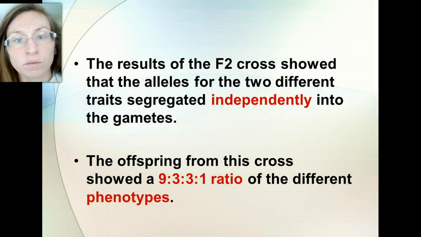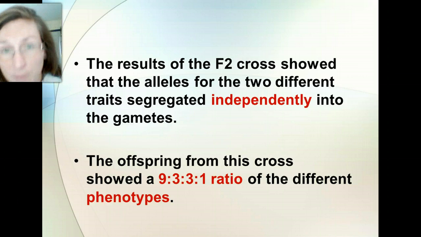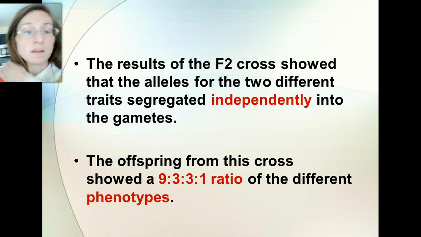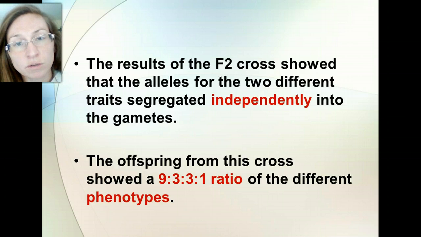Okay, so the results of this cross do show us that the alleles for the 2 different traits segregate, or they separate from each other independently into the gametes. So one is not dependent on the other. And then again, like I said, the offspring in this cross will usually show a 9:3:3:1 ratio of the different phenotypes.